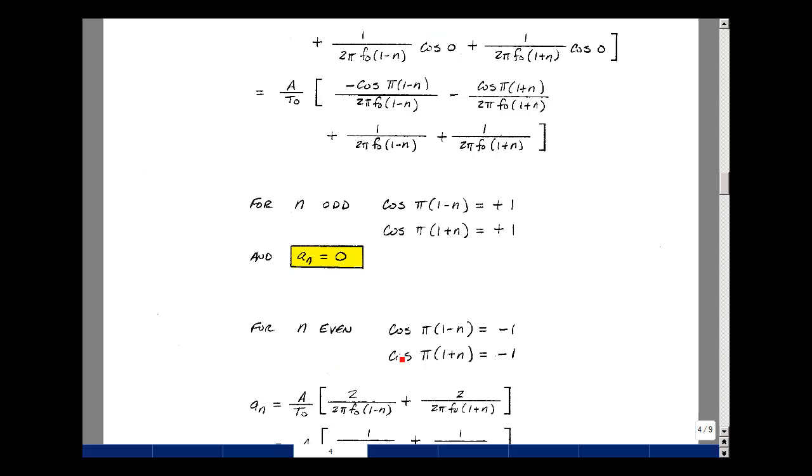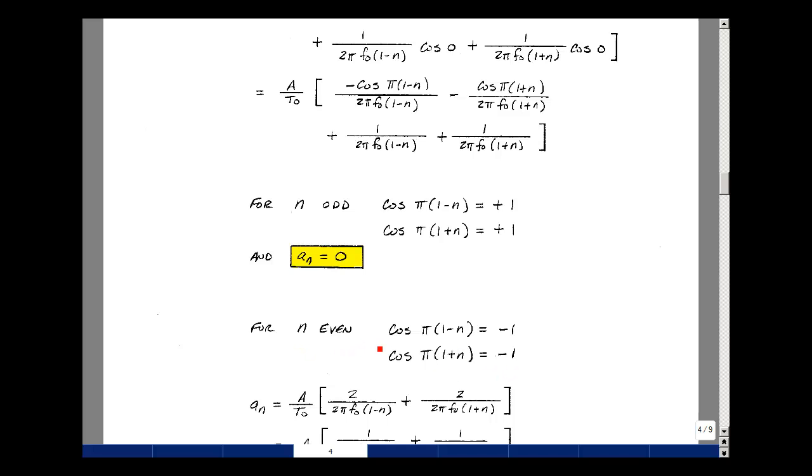Now when n is even, the cosine of pi (1 minus n) is equal to minus 1. In other words, when n is equal to 2, I have 1 minus 2, which is minus 1, which is the same as just pi, and the cosine of pi is equal to minus 1. If I were to let n equal 4, I then have 1 minus 4, which is minus 3, which is the same as the cosine of 3 pi, which is also equal to minus 1. Likewise, the cosine of pi (1 plus n) is equal to minus 1 when n is even. Let's again try that. If I put 2 here, I get 3 pi, and that's equal to pi plus 360 degrees, and so you're just going to get a minus 1 again.